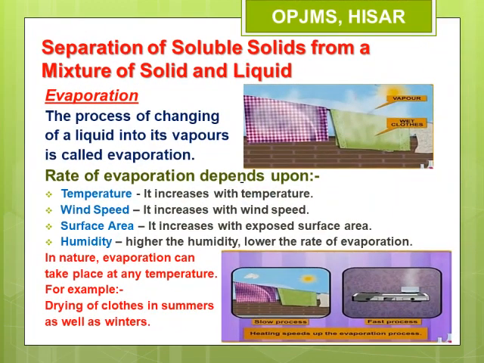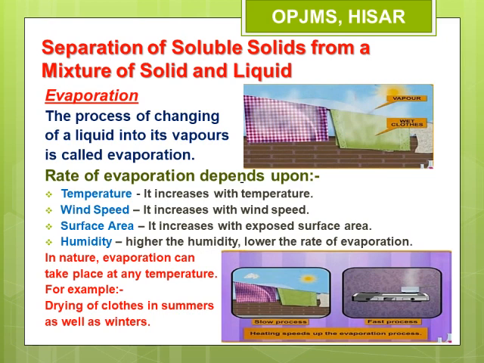Separation of soluble solids from a mixture of solid and liquid can be done by applying the technique of evaporation. You must have observed that when we spread wet clothes on a rope or a wire, they dry up after some time. Where does the water in the clothes go? The water present in the wet clothes evaporates when it receives the heat from the sun to form water vapors. This process of changing of a liquid like water into its vapors is known as evaporation.